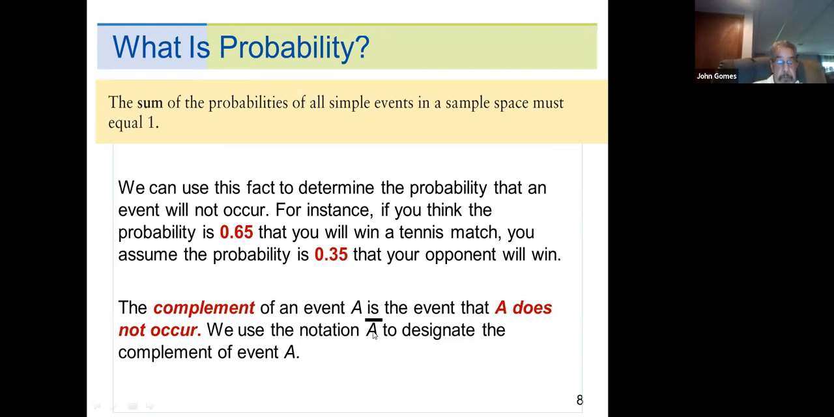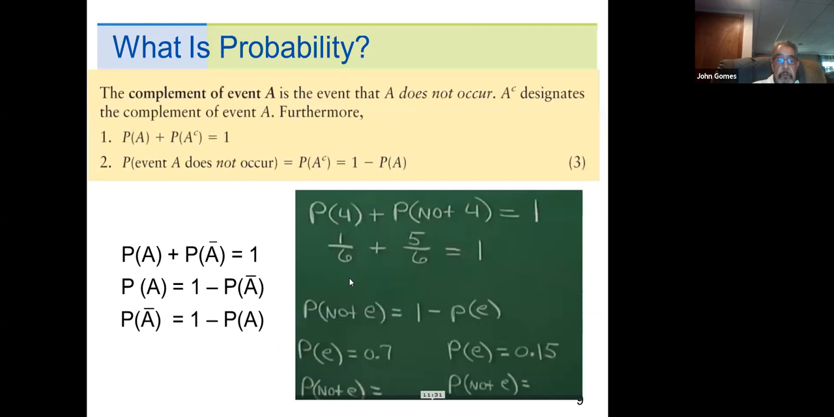In our textbook, or in our course here, we use an A with a bar over it. This is the notation to designate the complement of something happening. So here's some examples. Here's just a little bit of algebra. The probability of something happening plus the probability of the complement of that thing happening is going to be equal to 1. Either it happens or it doesn't happen. The sum of the probabilities is 1.